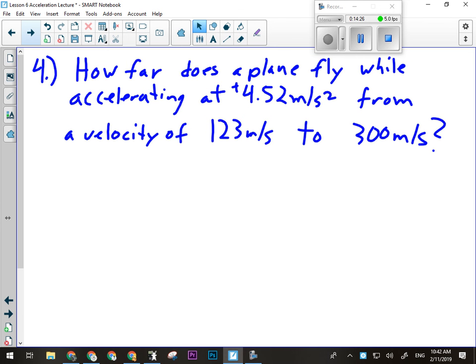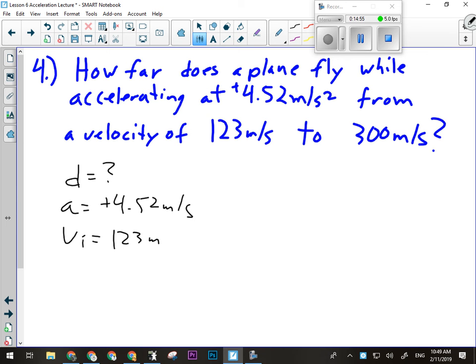All right, so we're looking for distance here. We're trying to figure out how far a plane flies if it's accelerating at positive 4.52 meters per second squared, and it's going from 123 to 300 meters per second. So we're looking for D. We know the acceleration, positive 4.52 meters per second squared. We've got VI, so 123 meters per second, and we have VF, 300 meters per second. All right, so this is obviously then this formula here.